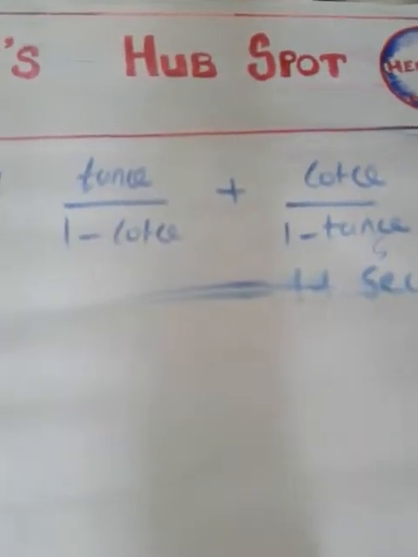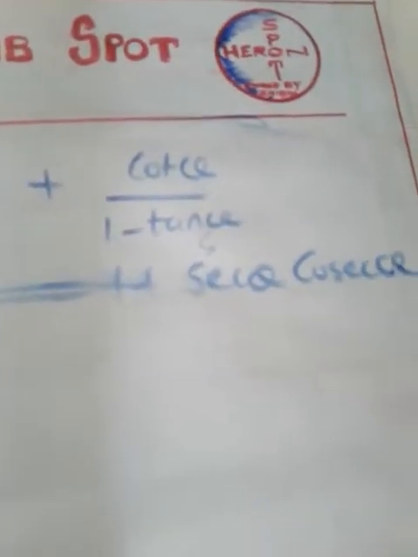Here the question is: tan theta by 1 minus cot theta plus cot theta by 1 minus tan theta is equal to 1 plus sec theta cosec theta. We have to prove it.